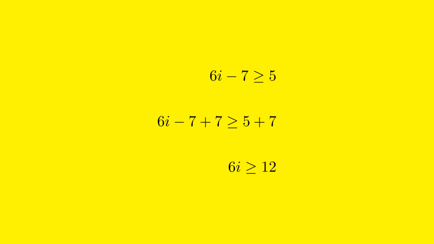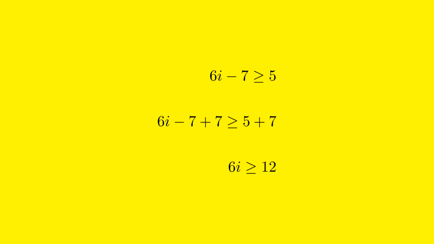Step 1. To solve the inequality 6i minus 7 greater than or equal to 5 is to isolate the variable term. We start with the inequality 6i minus 7 greater than or equal to 5. The goal is to get the term with the variable, 6i, by itself on one side of the inequality. To achieve this, we need to remove the negative 7 from the left side. We can do this by adding 7 to both sides of the inequality. Remember that whatever we do to one side, we must do to the other to keep the inequality balanced.